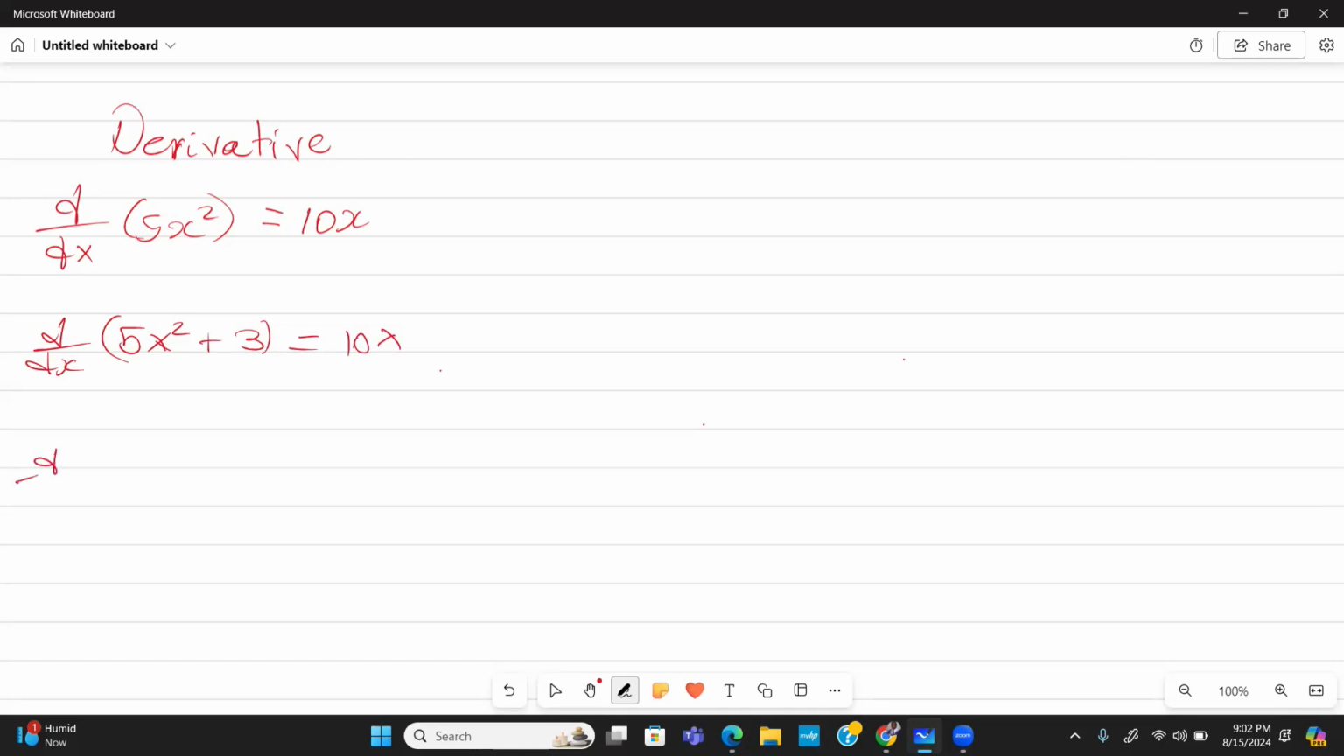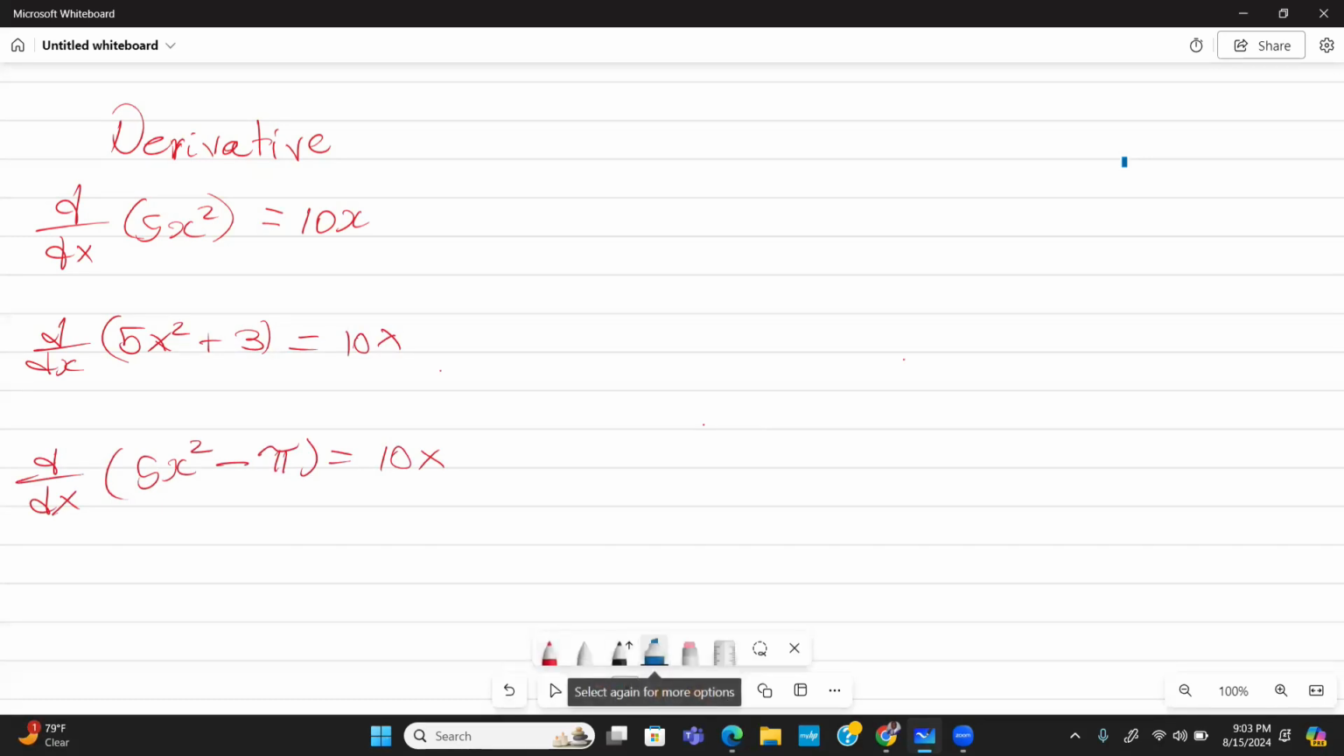If we take the derivative of 5x squared minus pi, we're still going to get 10x. Because the derivative of a constant, and a constant is like pi, is like 3 or any number like that, it's always 0. The derivative of any constant is always 0.